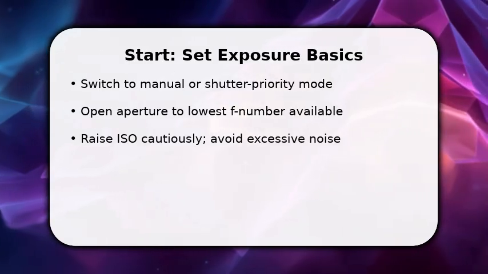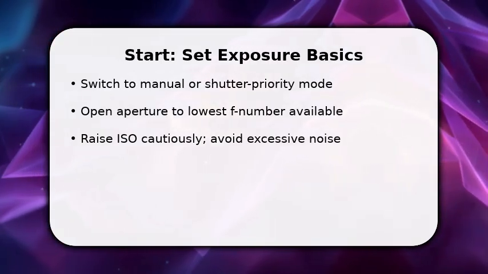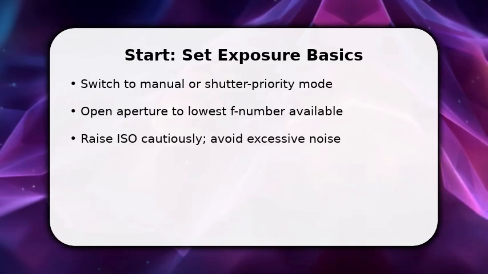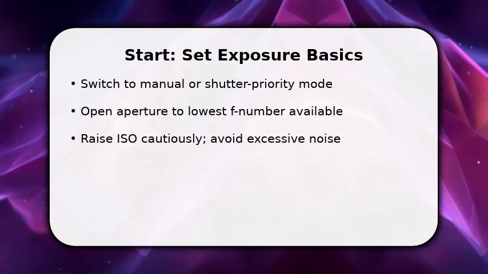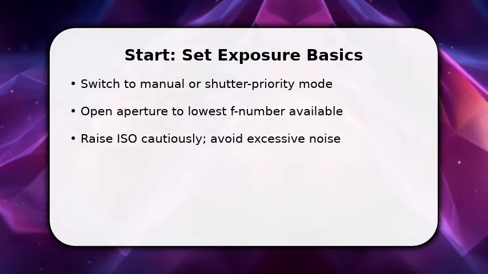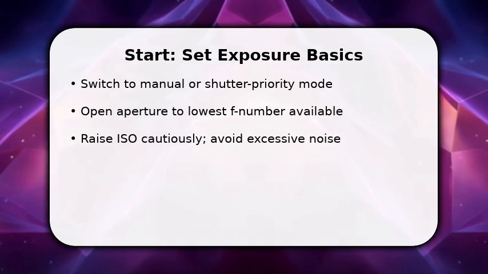Increase ISO in small steps, 100 to 400, then 800, because higher ISO brightens but adds noise. Once done, check the histogram and live view. Make sure highlights aren't clipping. These initial moves give immediate brightness without breaking the frame's integrity.